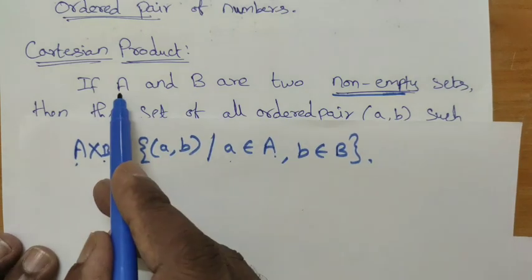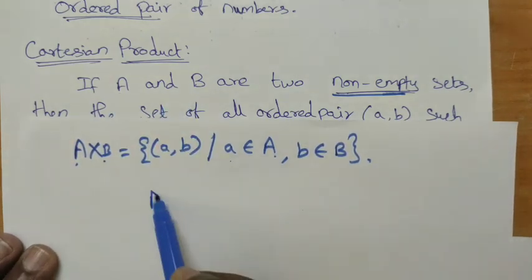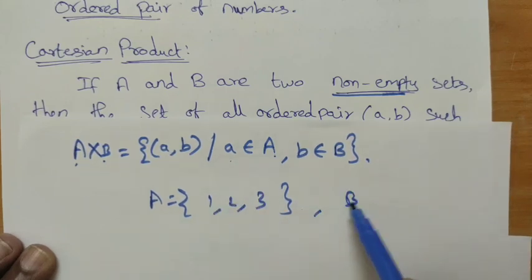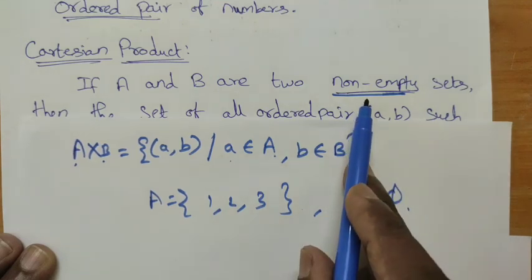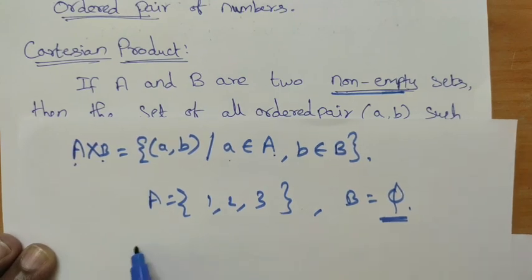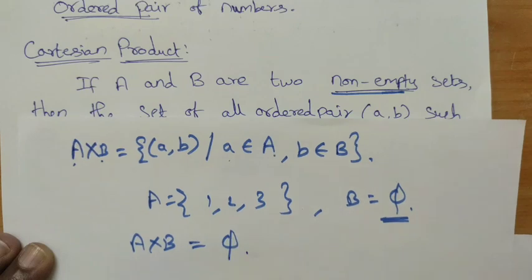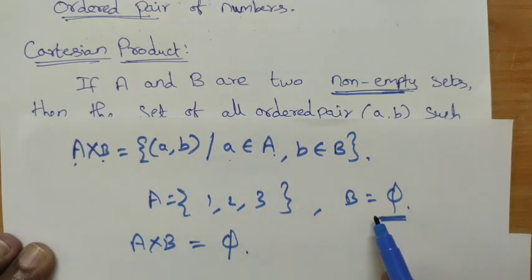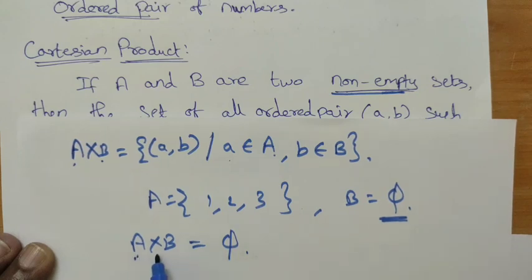Suppose one of the sets, either A or B, is empty. The set A contains some elements, that is 1, 2, 3, and set B is empty. Here, since one of the sets is empty, A cross B, that is A Cartesian B, is always empty. Either A is empty or B is empty, then when we multiply A into B, the Cartesian product A cross B is always the empty set.